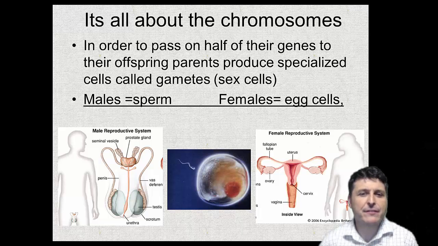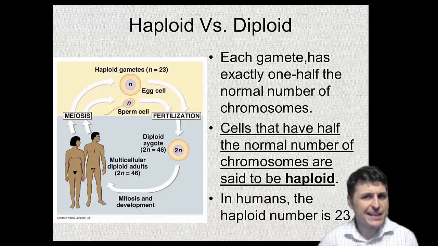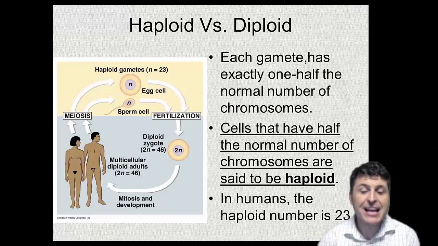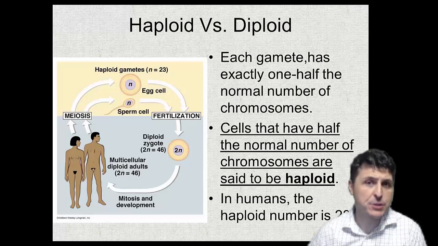In order to pass on half of their genes to their offspring, the parents will produce specialized cells to do this, called gametes or sex cells. Males produce sperm, while females produce eggs. These gametes will have exactly one half of the normal chromosome number. Because they have half the chromosome number, we say that these cells are haploid. In humans, the haploid number will be 23.